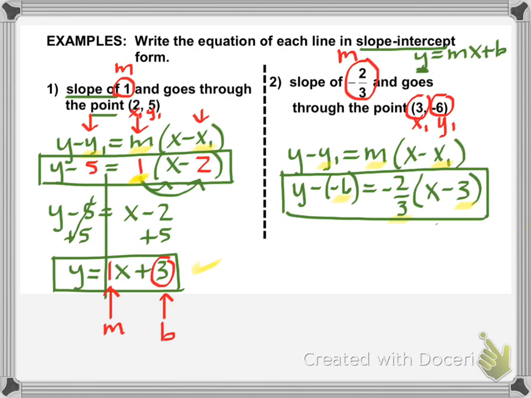But if you needed it in slope-intercept form, you would need to distribute that m and then move that y1 to the opposite side. So let's go ahead and do that. We're going to start by distributing that negative 2/3 inside of our parentheses. On the left side, when I bring down y minus negative 6, I can remember that minus a negative is the same as plus. So this would be the same as y plus 6. So I'm just kind of cleaning up that side. Over here, negative 2/3 times x is negative 2/3 x. Negative 2/3 times negative 3.